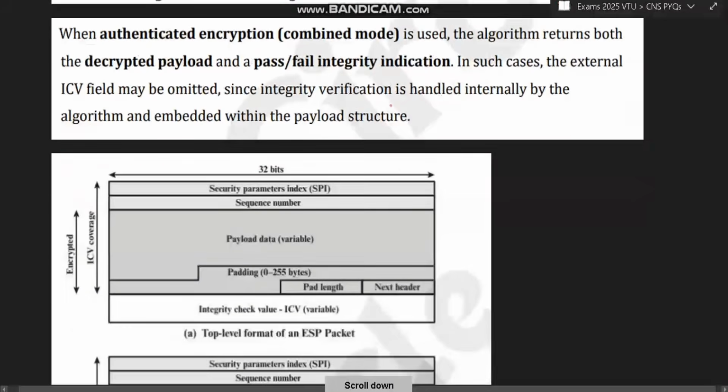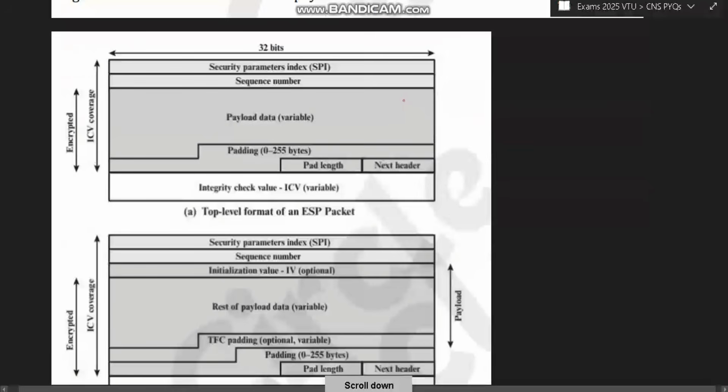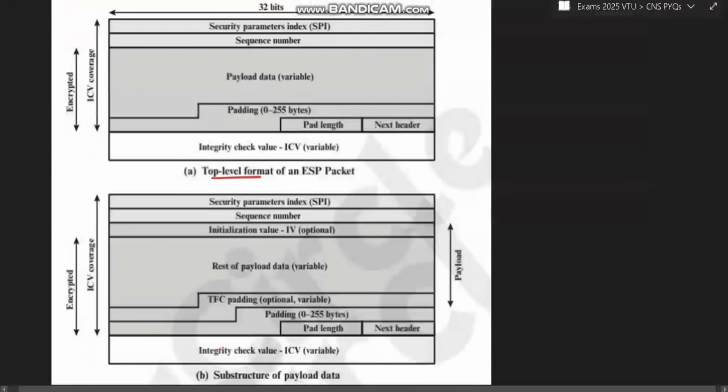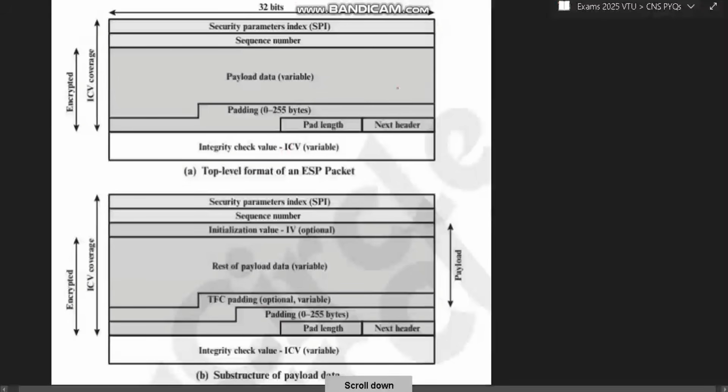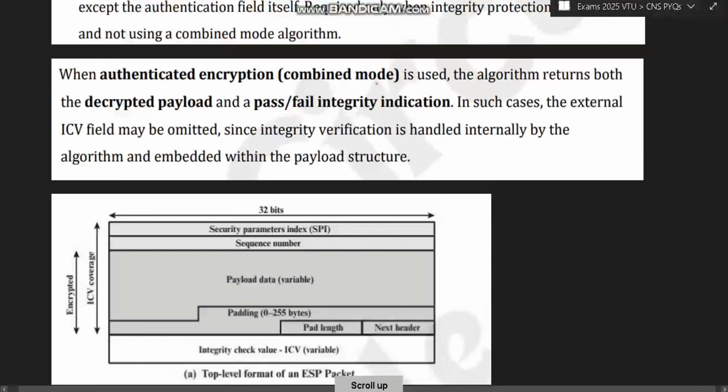Okay, so basically you have to make these two structures. They can ask you separately also: explain the top level format or the substructure of a payload. Both have the same parameters, everything which we discussed. SPI is there, sequence number, payload, padding, pad length, ICV. Here also the same things are there: padding, pad length, and next header initialization value. So whichever diagram they ask you, you have to make that diagram and then write those parameters above.